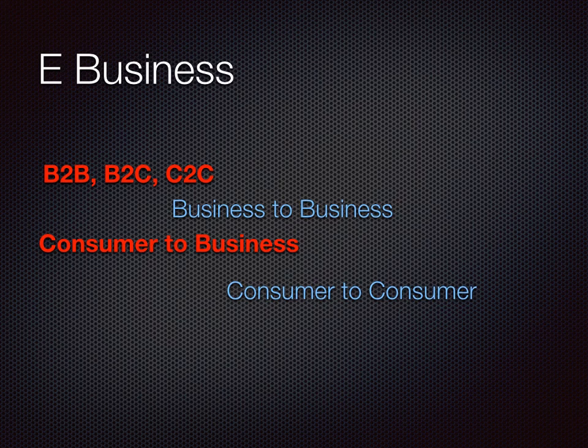E-business. There are 3 different types of e-businesses. There's B2B, B2C, C2C, where B2B is business to business, B2C is business to consumer, and C2C is consumer to consumer. Now I'll explain what they exactly are on the next slide.